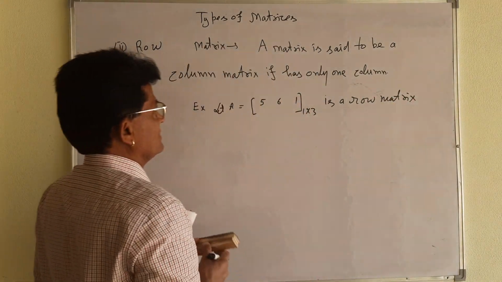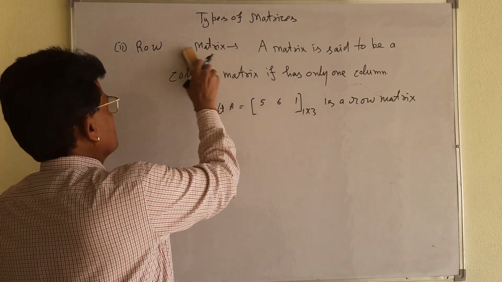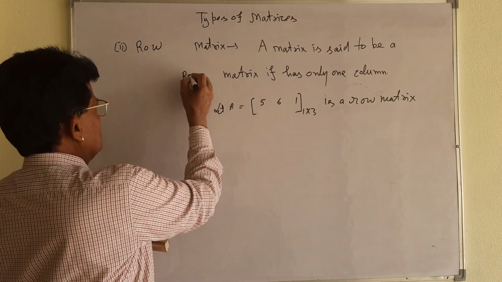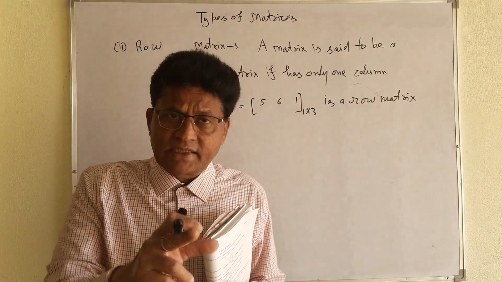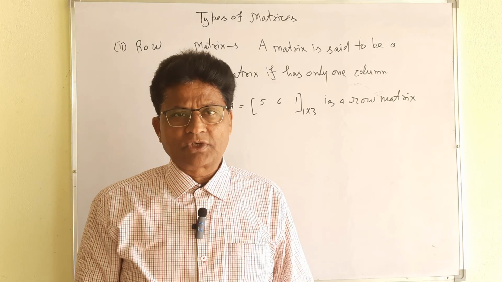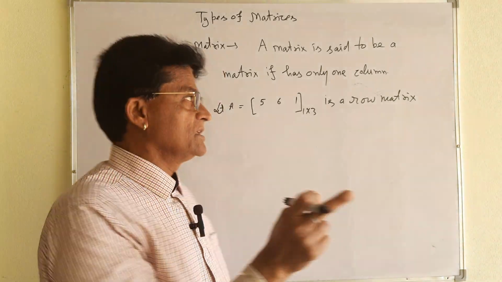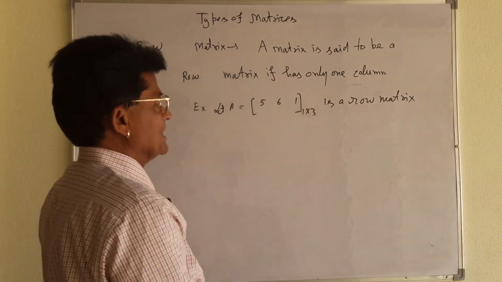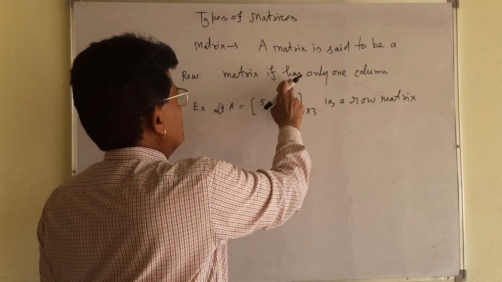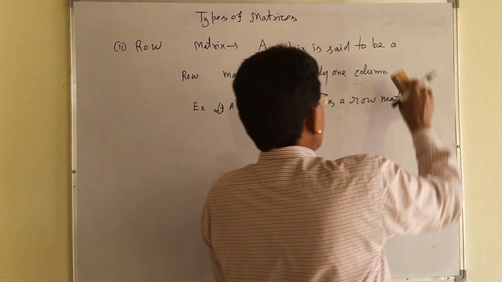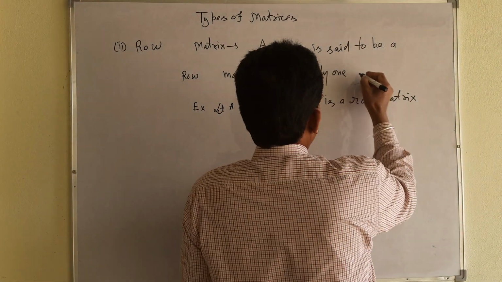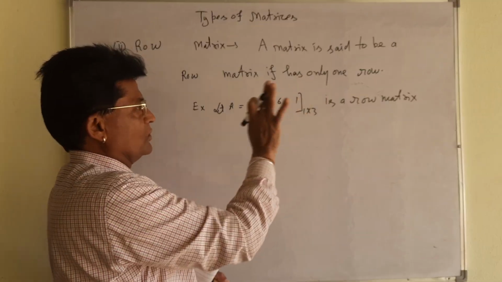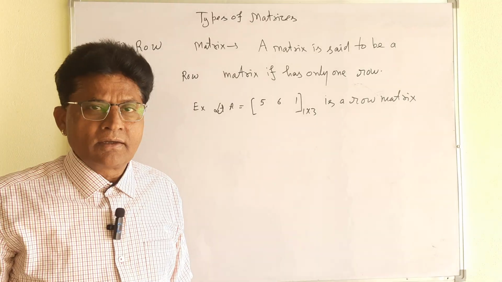You see, it is a row matrix. What will be the row matrix? Try to understand, because my main objective is that you must understand the solution of the question. There is one row and 3 columns, only one row. That is why a matrix is said to be a row matrix if it has only one row. Same thing, only I have changed the word. This is the row matrix.